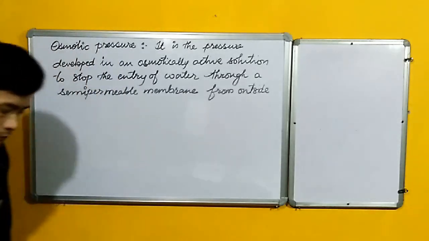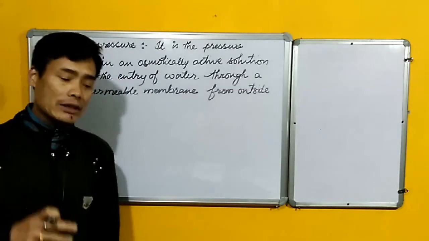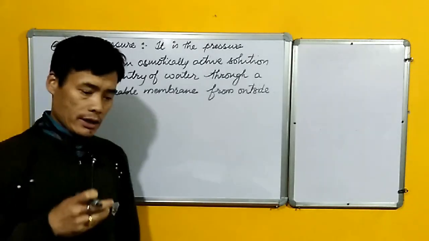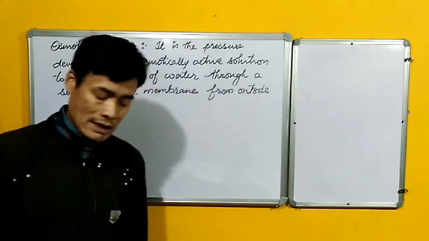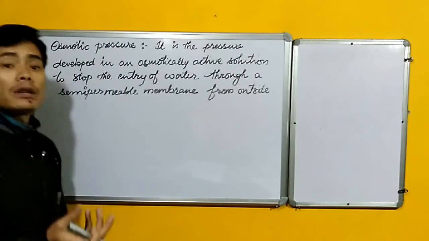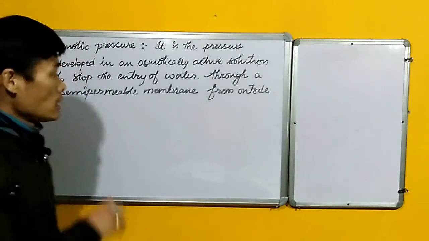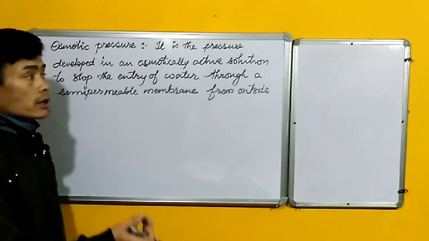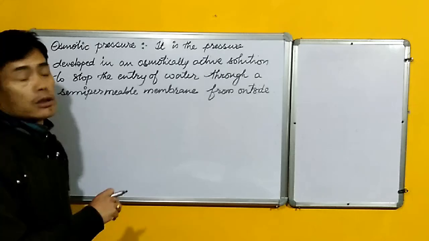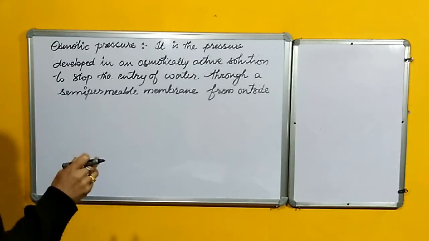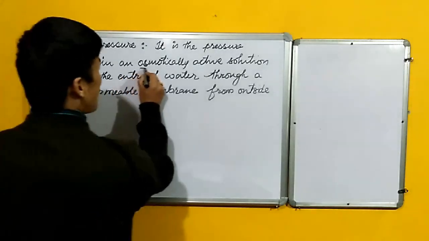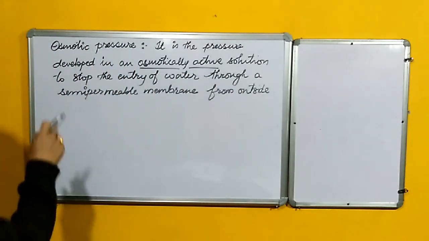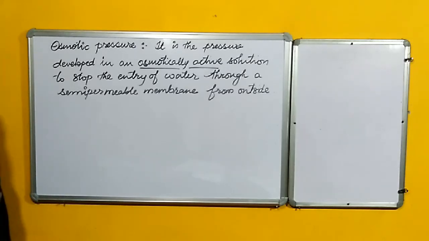This means when water begins to enter into a solution or a cell through osmosis, a pressure is developed, and this pressure prevents the further entry of water into the solution. That pressure which is developed in an osmotically active solution or inside a cell is referred to as osmotic pressure.